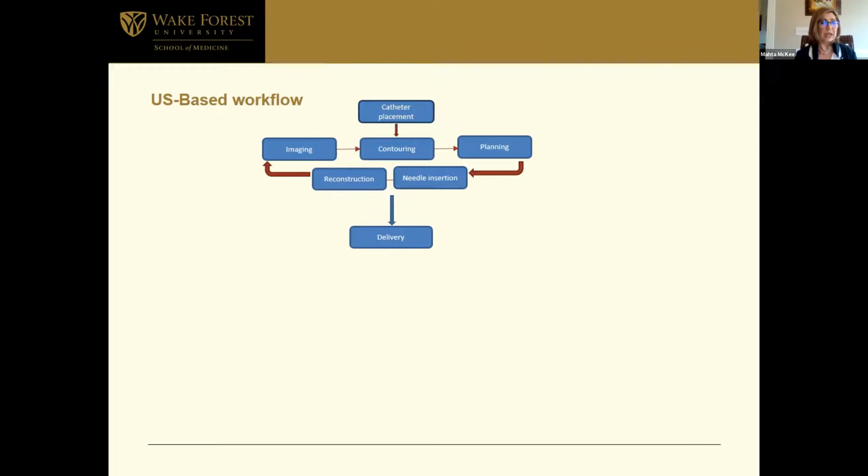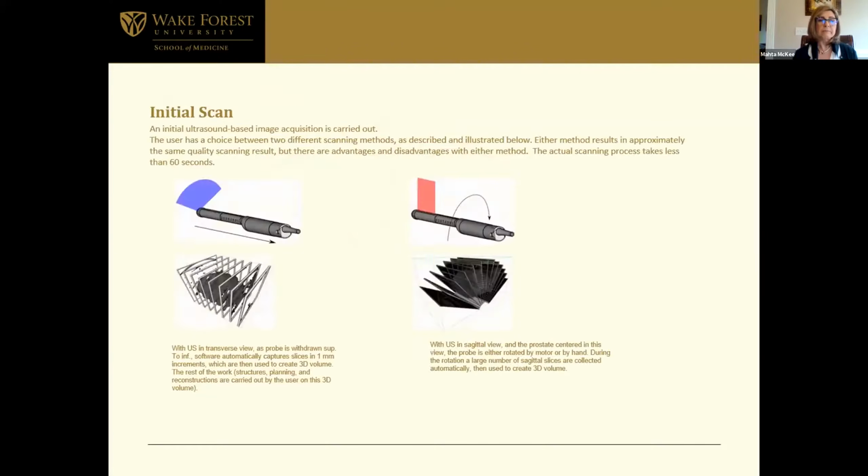and finally delivery. Keeping in mind that during this entire process before delivery, you're able to manipulate, as you'll see further on in the talk, whether it's your catheter reconstruction, whether it is your contouring, all of those can be done as you're going along and updated.